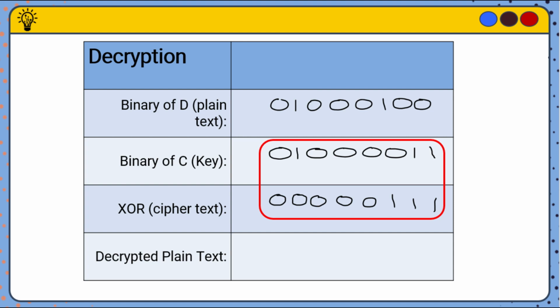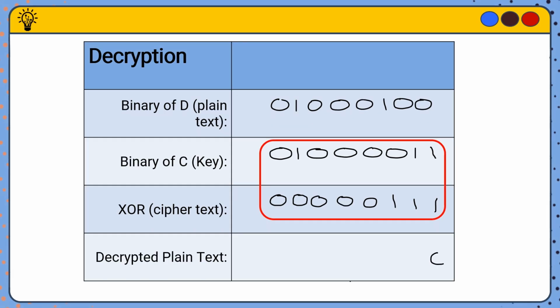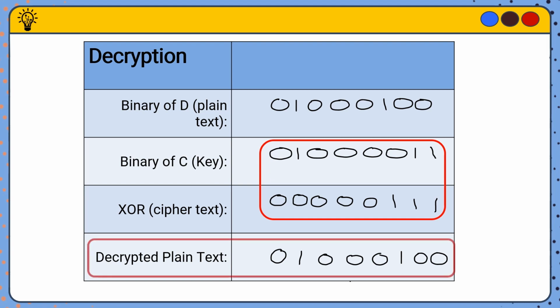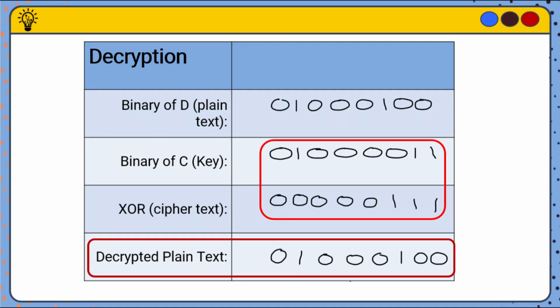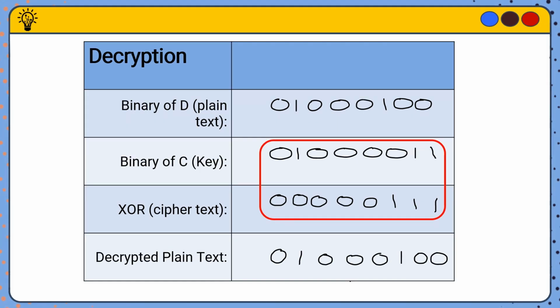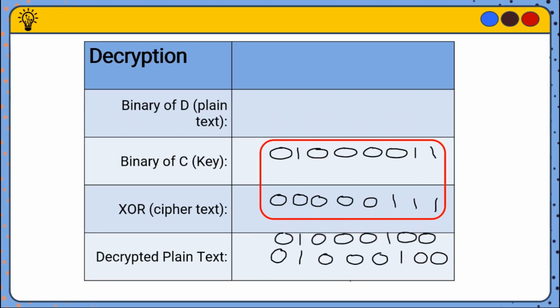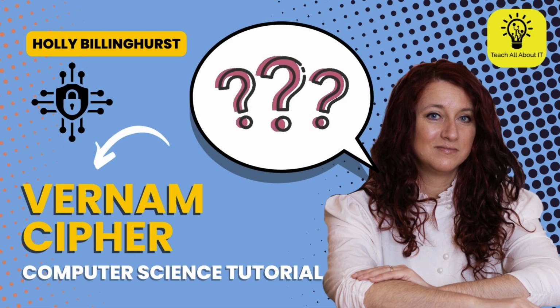Our ciphertext binary of 00000111 is used with the key character C, which was translated to 01000011. When we apply an XOR mask, this results in 01000100. If we convert this to a number, we return to the ASCII number of 68, which is the number assigned to the original letter D. And that's how you encrypt and decrypt using the Vernam cipher.